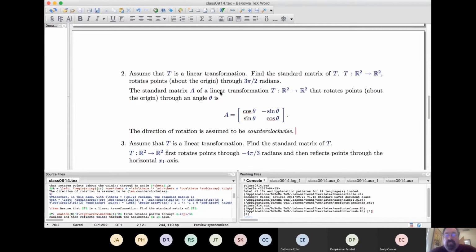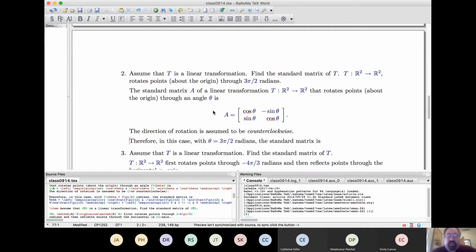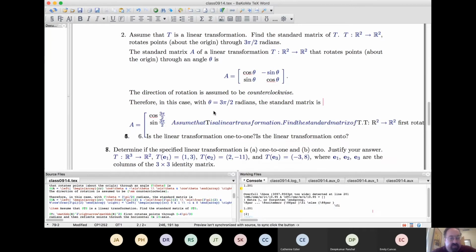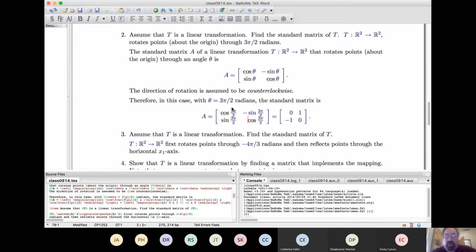Okay. So now that you have this rotation matrix, all you have to do is fill in the angle and work out the sine and cosine of that angle. So it'd be cosine and sine of 3 pi over 2. Cosine of 3 pi over 2 is 0, and sine of 3 pi over 2 is minus 1. But we have a minus here, so this is a matrix that does it.